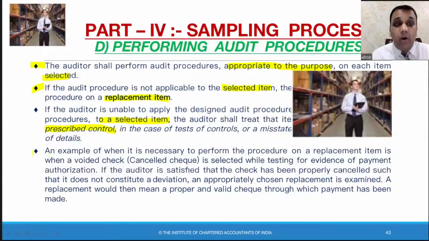So when can an auditor apply the procedure on a replacement item? Example is a voided check, a cancelled check, selected while testing for evidence of payment authorization. You would be having a cancelled check with you. In many of the organizations, they ask for a cancelled check. Give us a cancelled check in proof so that we can transfer your payment, so that the payment is getting into the right account, being made to the right account.